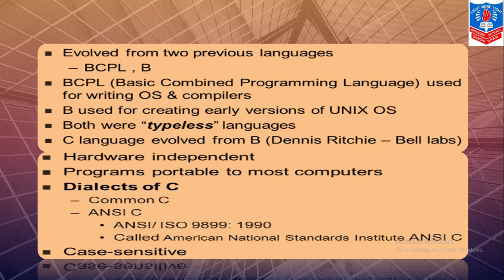C is hardware independent. Any kind of computer hardware or computer platform, C can be taken and it can execute its programs. Its programs are portable to most computers. Dialects of C are Common C and ANSI C, ISO 9899 of 1990. ANSI is the American National Standards Institute, and C is totally case sensitive.